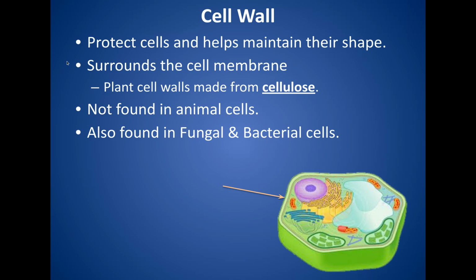We talked about a cell wall. A cell wall protects the cell. It surrounds the cell membrane. It's made of a material called cellulose. Animal cells do not have cell walls, but plant cells do, and fungal cells do, and all bacterial cells do as well.